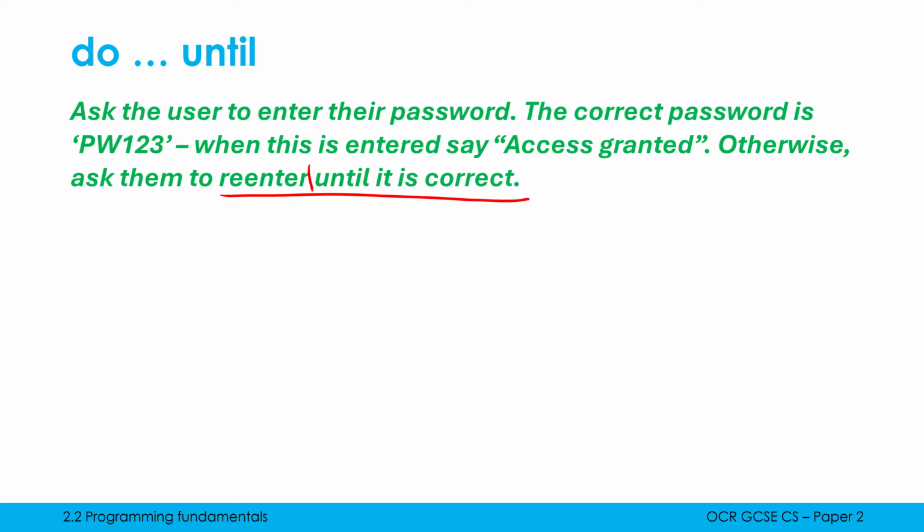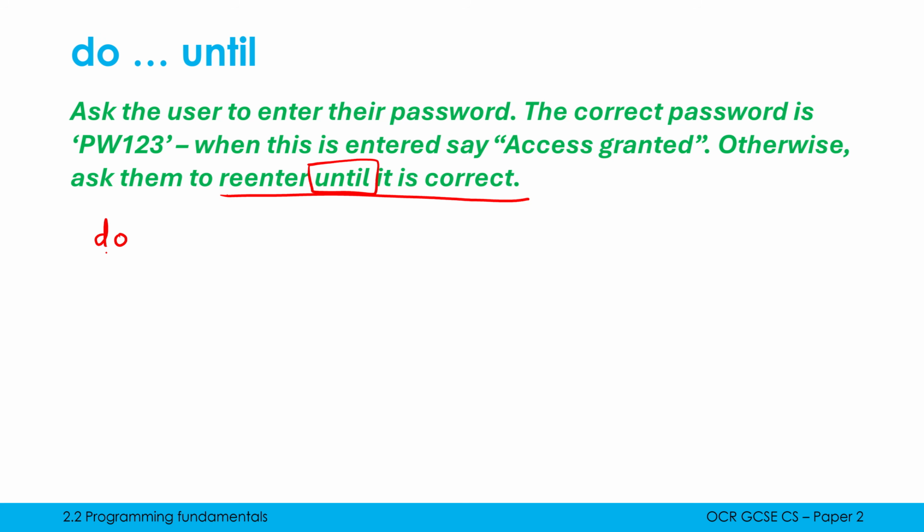That word until in particular is important because we don't know how many times it's going to take the user to get this password correct. So therefore I can't use a for loop because I don't know how many times it's going to be. So I can use either a while loop or a do until loop. I'm going to use a do until loop here, but I might show you a while loop just to show you the difference because it can be quicker to do it as a do until loop. One of the reasons it can be quicker is because sometimes, especially if all we're doing in our loop body is asking for input, we can often save a line by just entering our loop straight away.